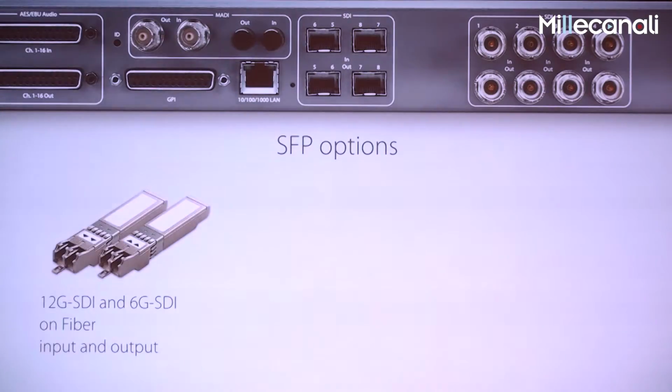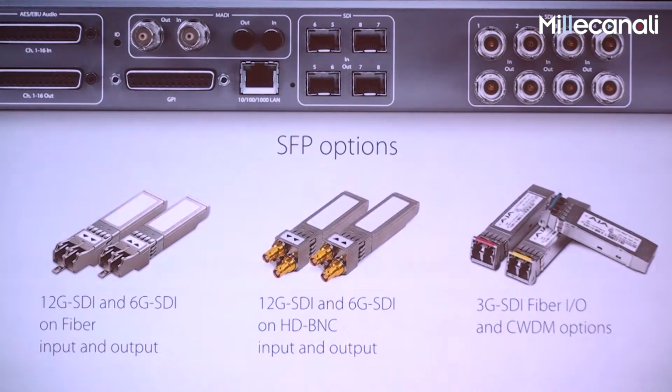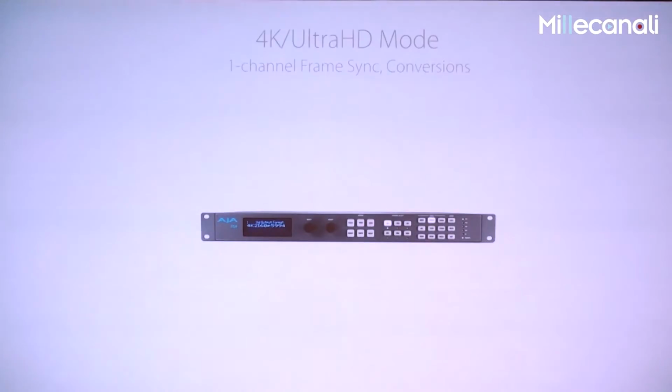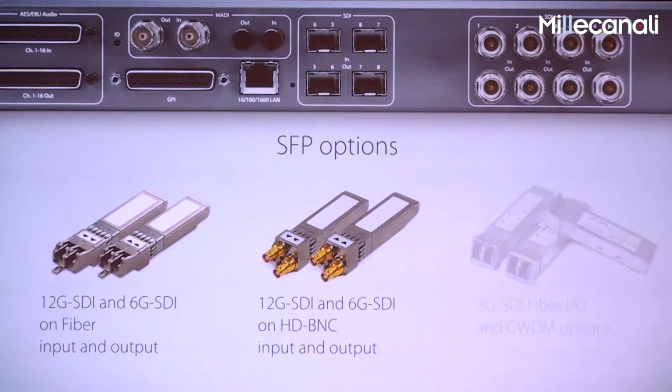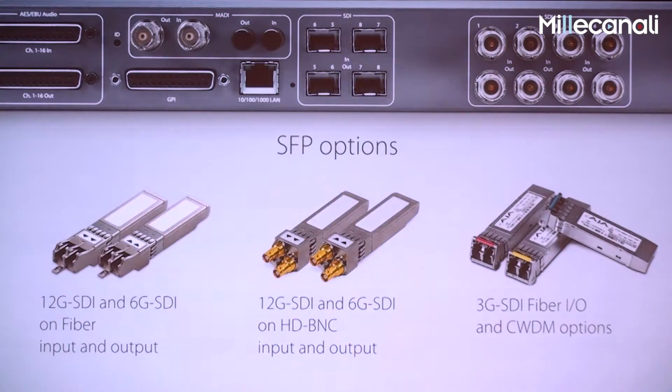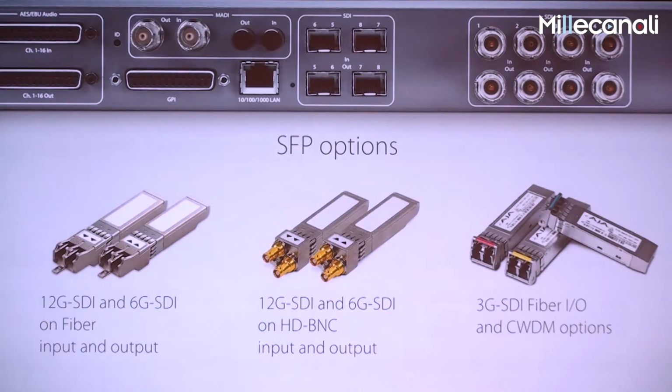These SFP options, we've had the 3G SDI fiber and CWDM options. We actually introduced those last NAB for a lot of our products. And we have new ones that support 12G SDI and 6G SDI on the FS4, and we're selling those to our customers that may want 12G, either fiber or copper connectivity, on this box as well. So lots of flexible connectivity. You don't necessarily have to charge people for things they don't need. Make it a bit modular, and if they do need that connectivity, it's available to them.